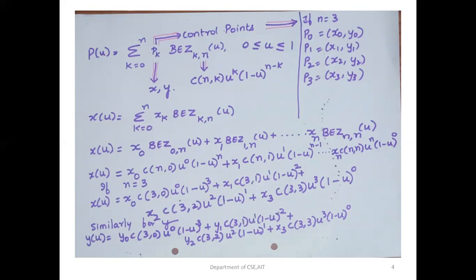The x value can be computed as x of u is equal to summation of k equals 0 to n, xk BEZ of k comma n of u. If you simplify this when n is equal to 3, you get x0, x1, x2, and x3. So x of u will be the summation of 4 terms, that is x0 of C, x1 of C, x2 of C, and x3 of C, along with u to the power of k and 1 minus u to the power of n minus k. Similarly, for the y value, we should make use of y of u and find the value of y of u.